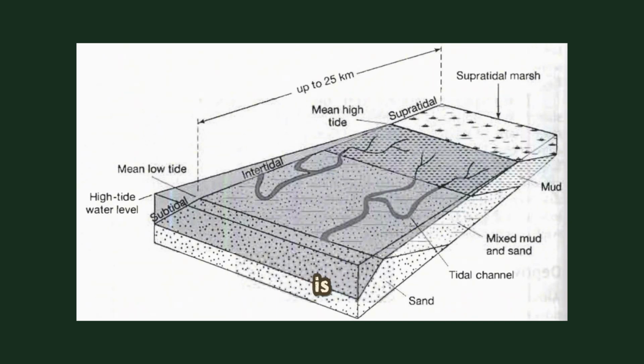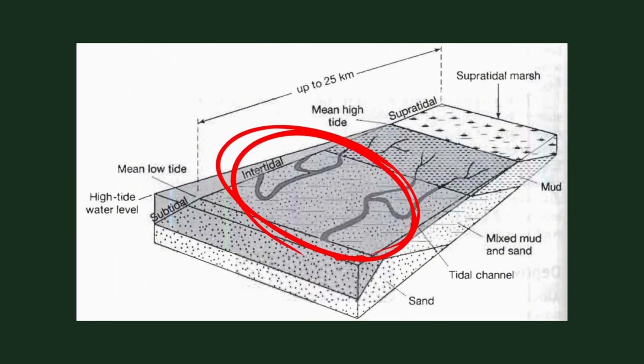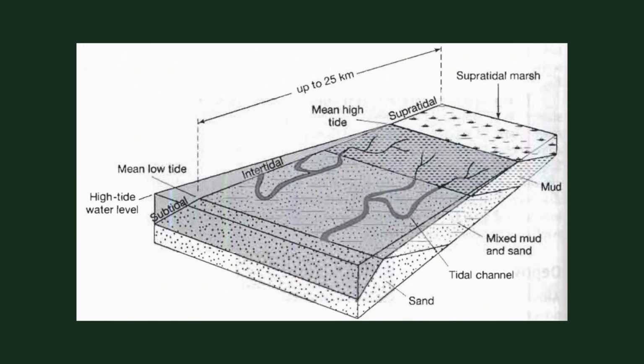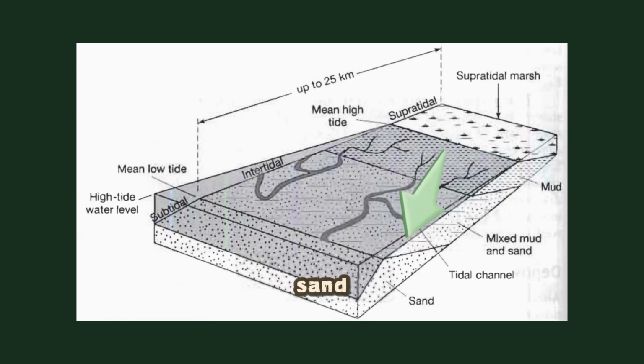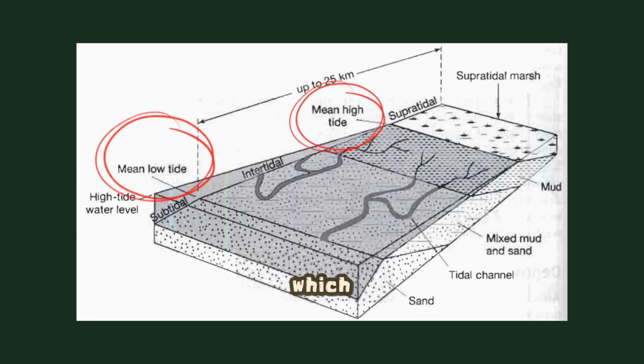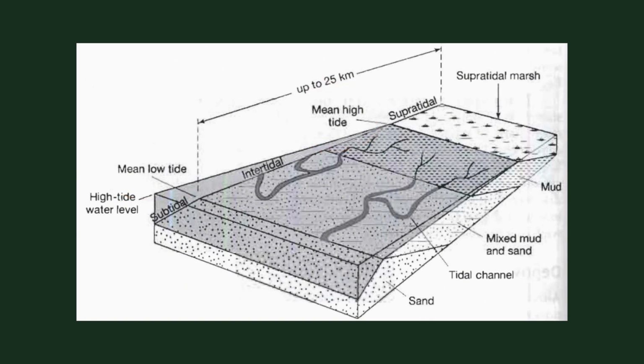The second one is the intertidal zone. It has two parts, the upper part and the lower part. The upper part is mostly mud and the lower part is mixed mud and sand. The last zone is the subtidal zone. It is mostly sand. As for the other part of this figure, water levels change between mean low tide and mean high tide, affecting which areas are underwater.